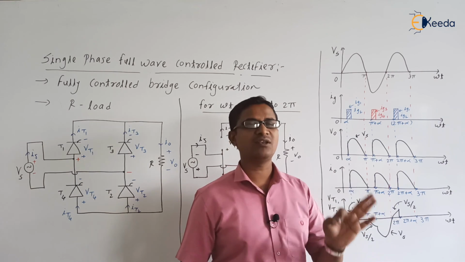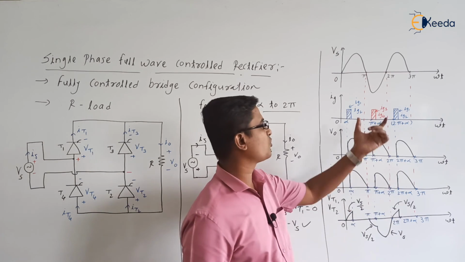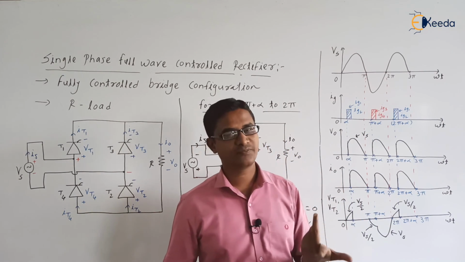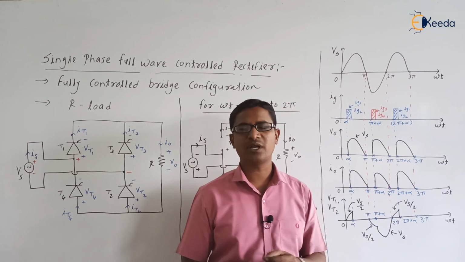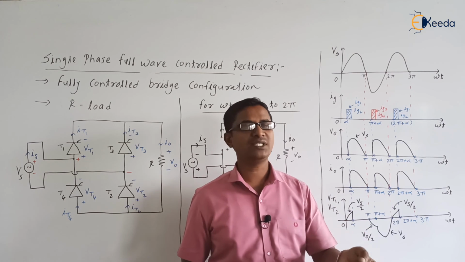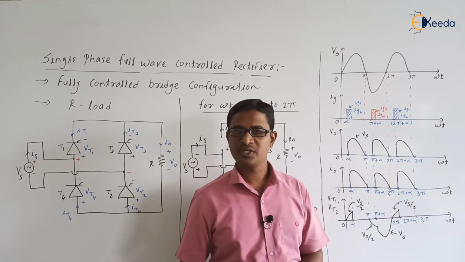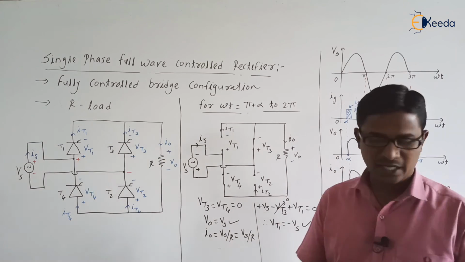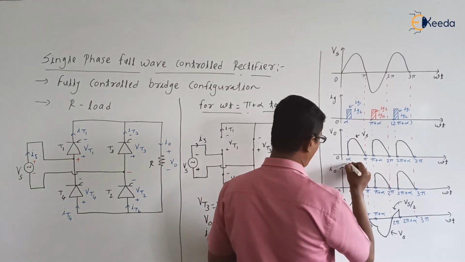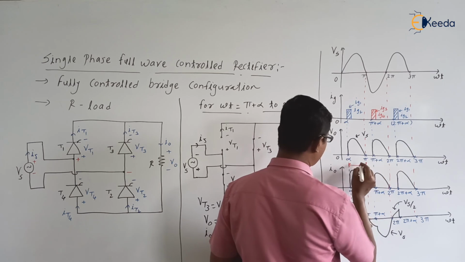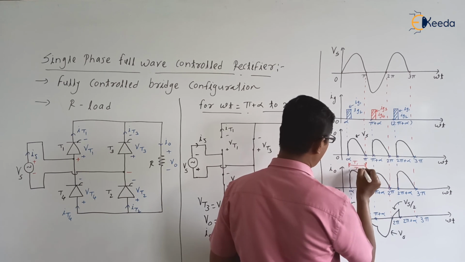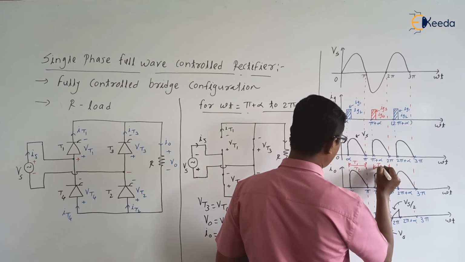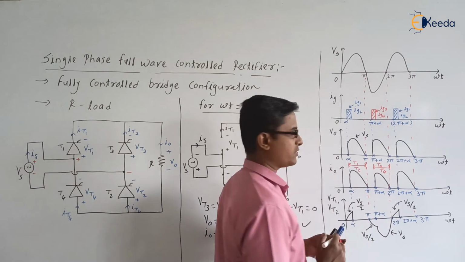It is also known as a single phase 2 pulse SCR rectifier, because corresponding to one input cycle we have 2 pulses in the output. All the full wave controlled rectifiers are known as single phase 2 pulse rectifiers. Is this clear? From omega t equal to alpha to pi, thyristors T1 T2 are in the on state. From pi plus alpha to 2 pi, thyristors T3 T4 will be in the on state.